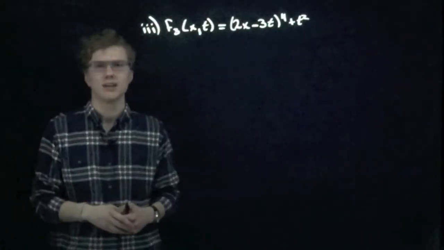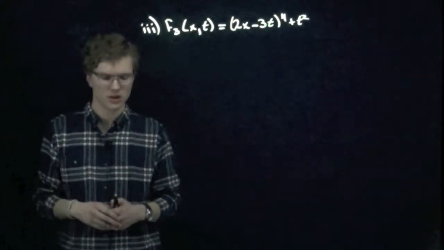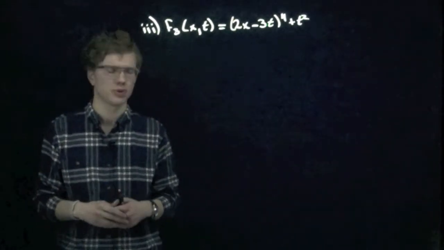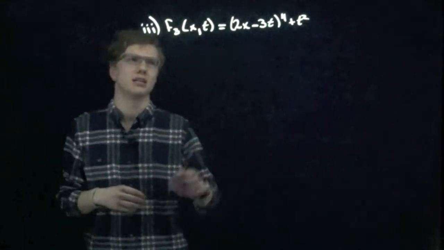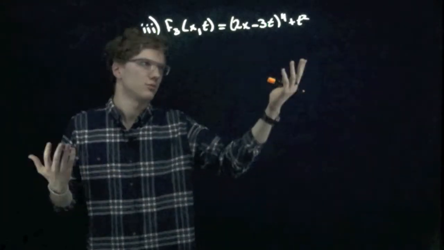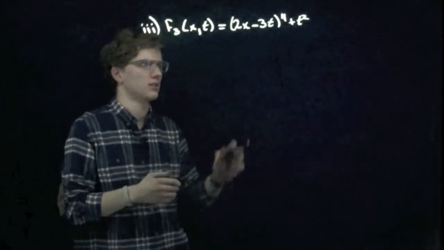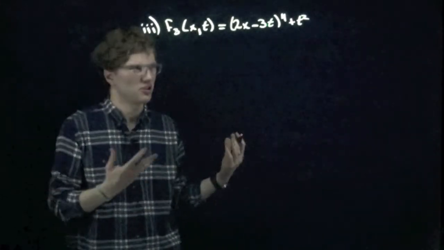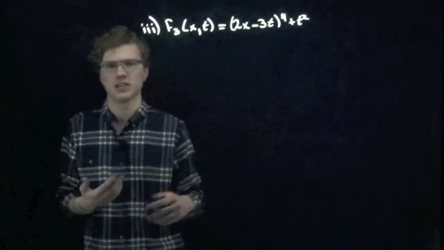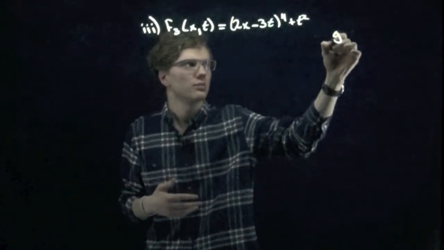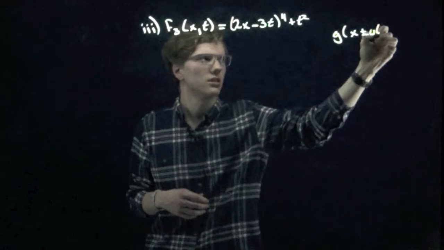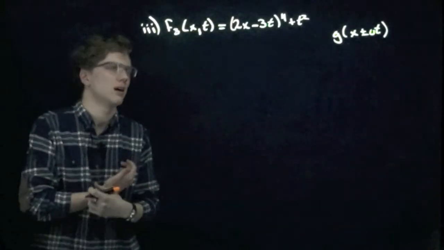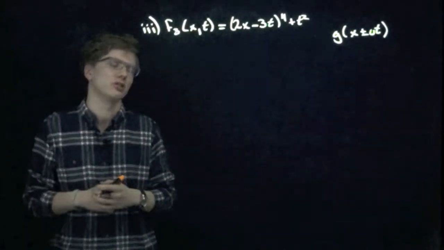And I'm back again with part 3 of question 1 on the physics 457 practice midterm number 2. So here we're on to function number 3, and this one is 2x minus 3t to the power of 4 plus t squared. So again, we're looking at something that doesn't fit our equation that we talked about before, which is g of x plus or minus vt. But that's okay. I want to plug this into the wave equation anyways.